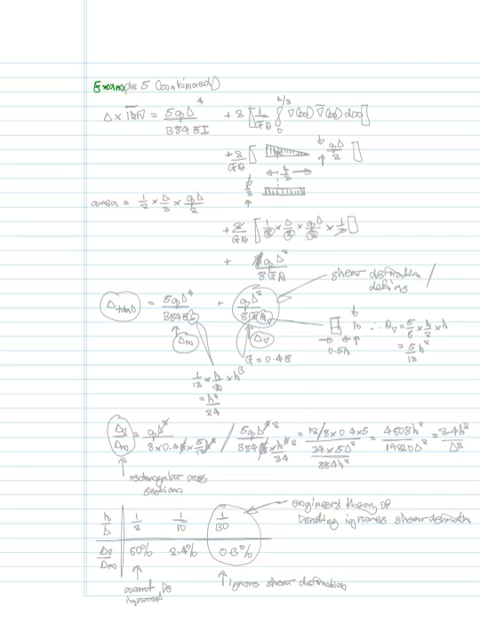So example 5 continued. I've got my delta times 1 kilonewton bar, and that's going to be equal to 5QL to the 4 over 384EI plus 2 times 1 over GA of the integral from 0 to L over 2 of Vx V bar x dx.